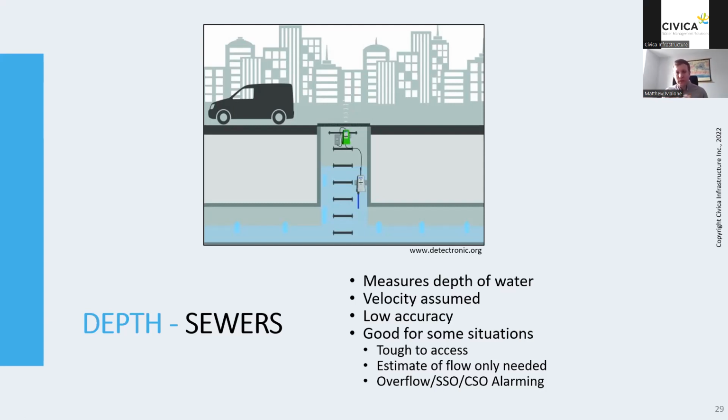You can assume velocity if you do know the pipe characteristics. If you know the slope of the pipes, the shape, and the material of the pipe, you can assume velocity. It's not the most accurate way of doing it, but if you do want to get a sense of how much flow is going through, you can certainly do that with these types of sensors that just monitor depth of flow.